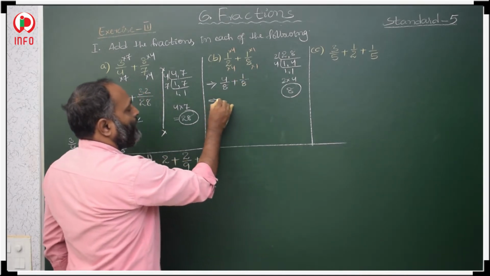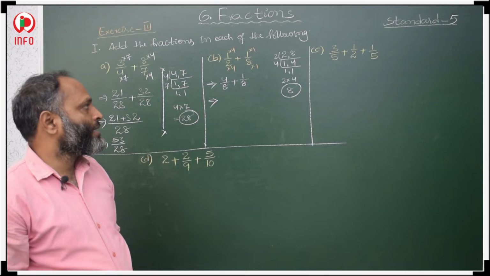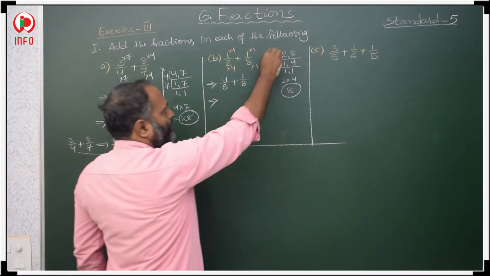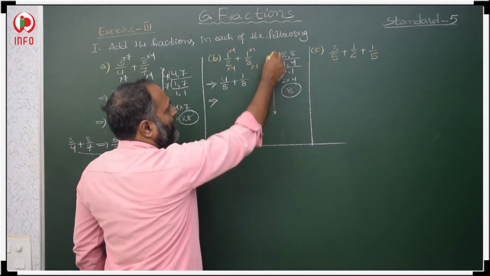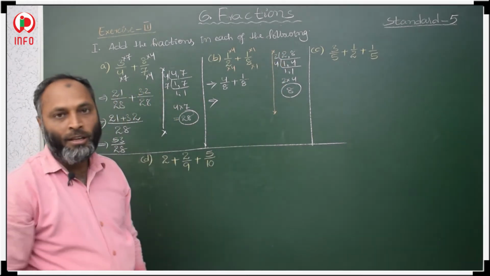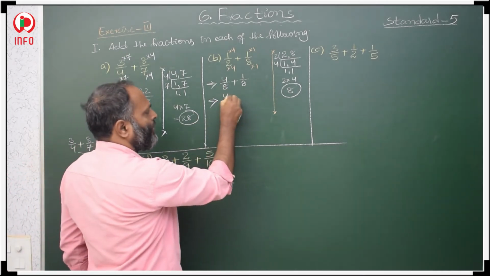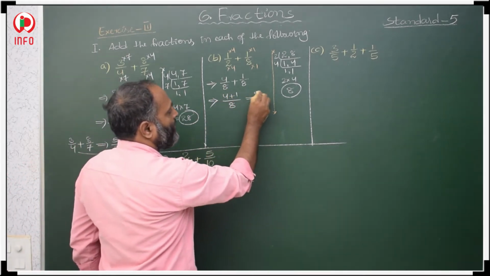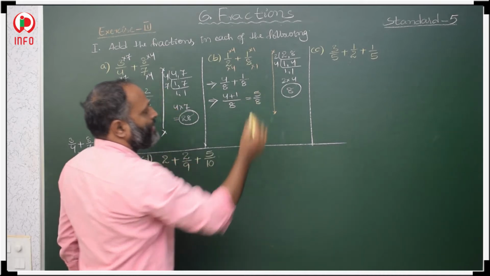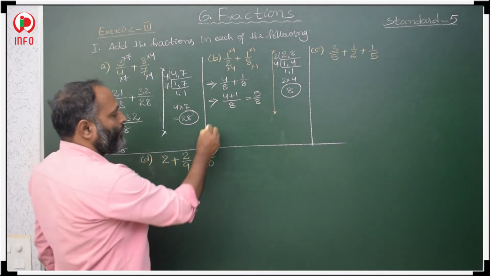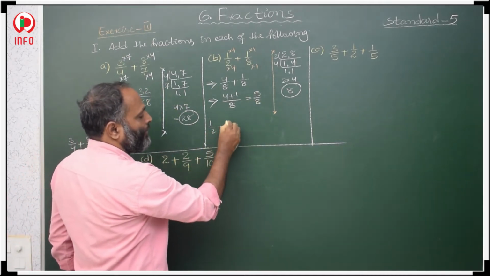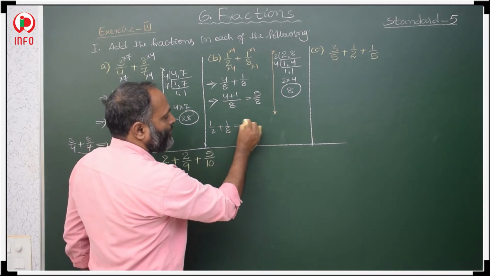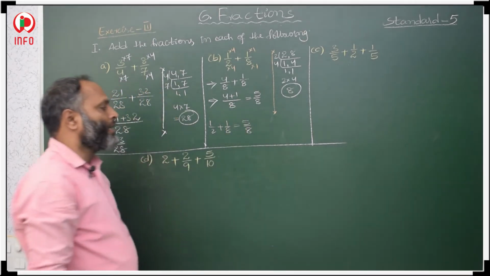Now, like fractions. When like fractions are there, find the sum of the numerators. What are the numerators? 4 plus 1 by the common denominator. 4 plus 1, 5 by 8. This is our sum. If we add 1 by 2 and 1 by 8, what is your sum? 5 by 8. This is your sum.